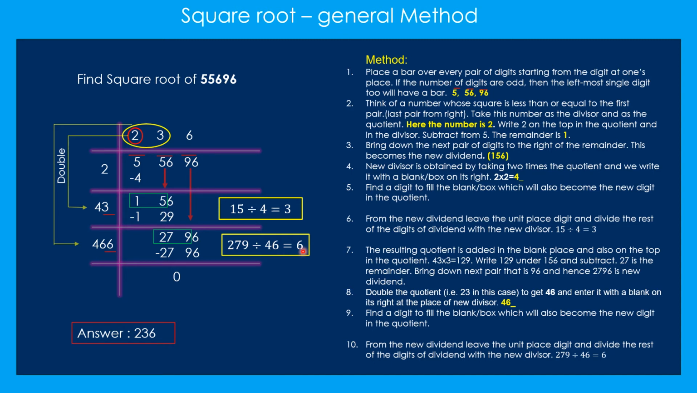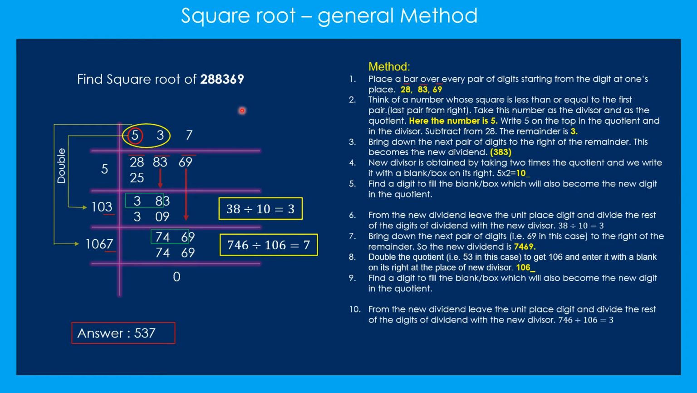So this 6 is added to the blank space, as well as this 6 is added to the top in the quotient. So you do 466 times 6 is 2796. So write 2796, subtract and get the remainder 0. So the square root of 55696 is 236.